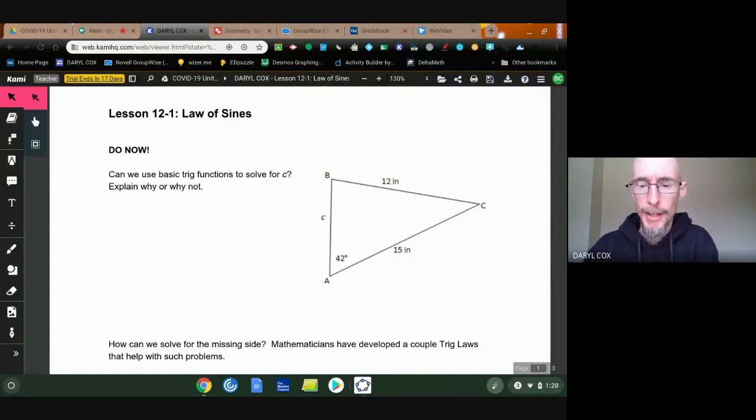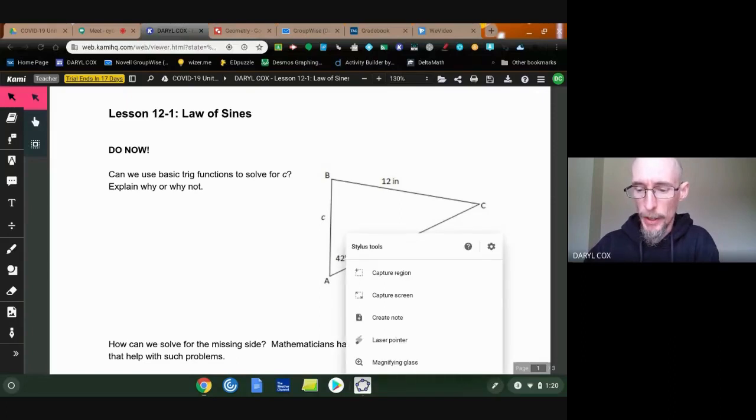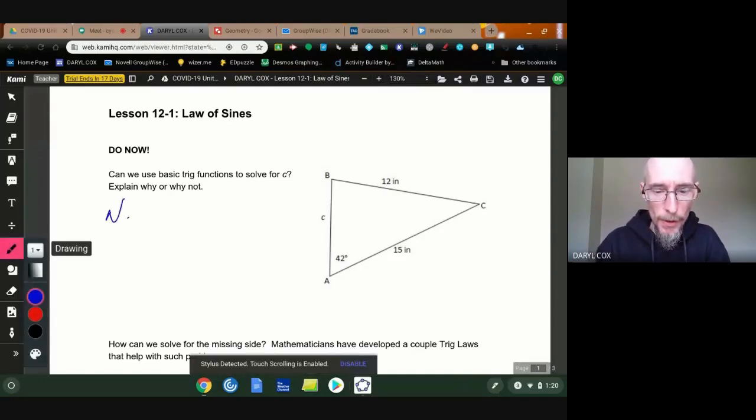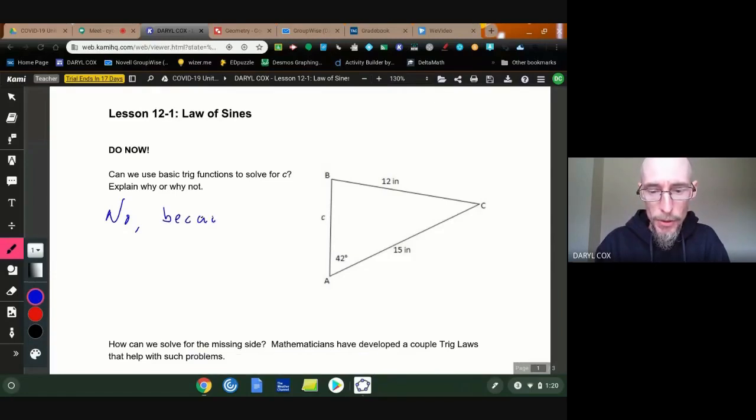So first thing, can I use basic trig on a problem that looks like this? Can I use sine, cosine, or tangent? If so, or if not, explain why or why not. Go. So hopefully you were able to look at this and go, no, you can't use basic trig on this. No, because it is not a right triangle.